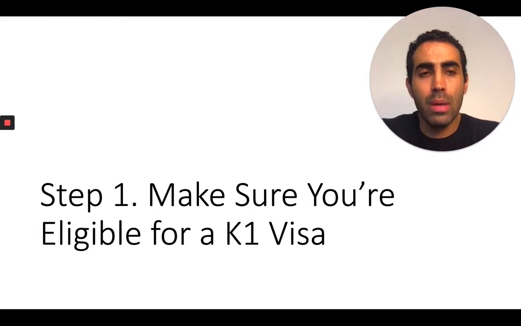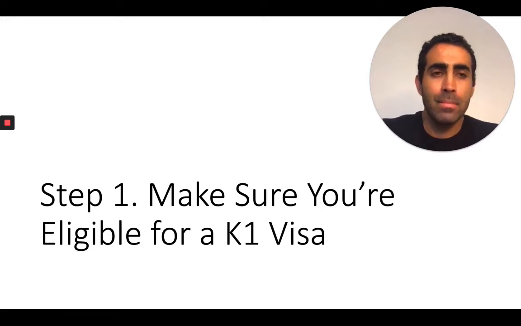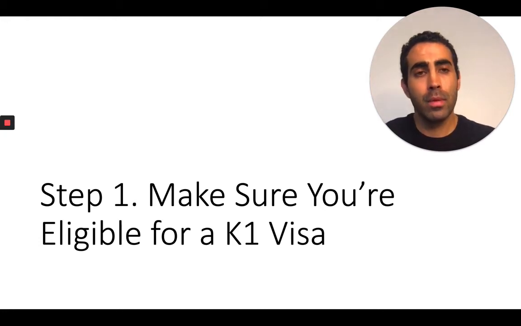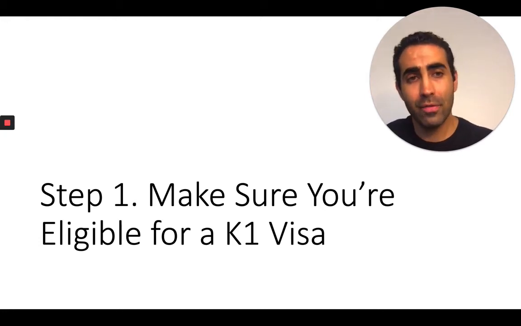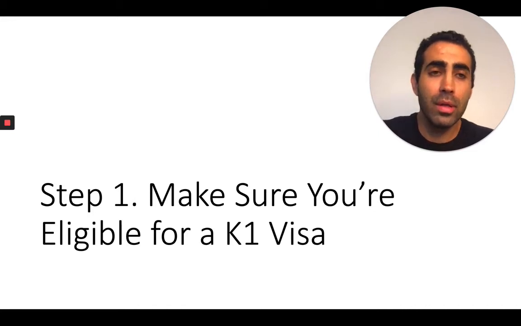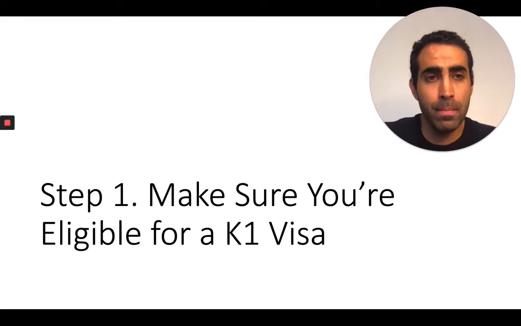So you want to make sure that you're eligible for a K-1 visa before starting the process. Typically, the things that I want to look out for is to make sure that the person in the U.S. that's applying for the K-1 visa for their foreign fiancé must be a U.S. citizen. That's step 1 for making sure you're eligible. Another thing to pay attention to is if you've been married in the past, make sure that all previous marriages are now over officially.